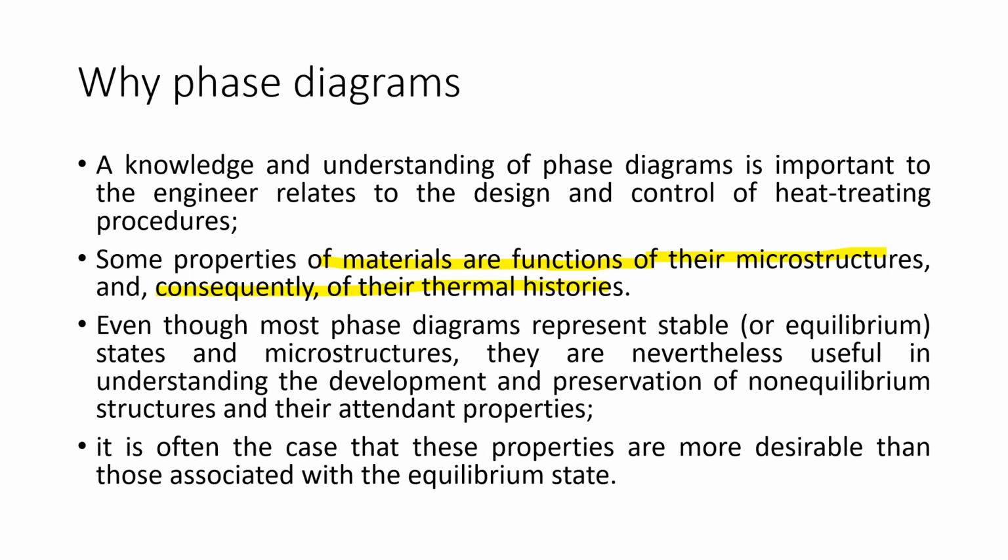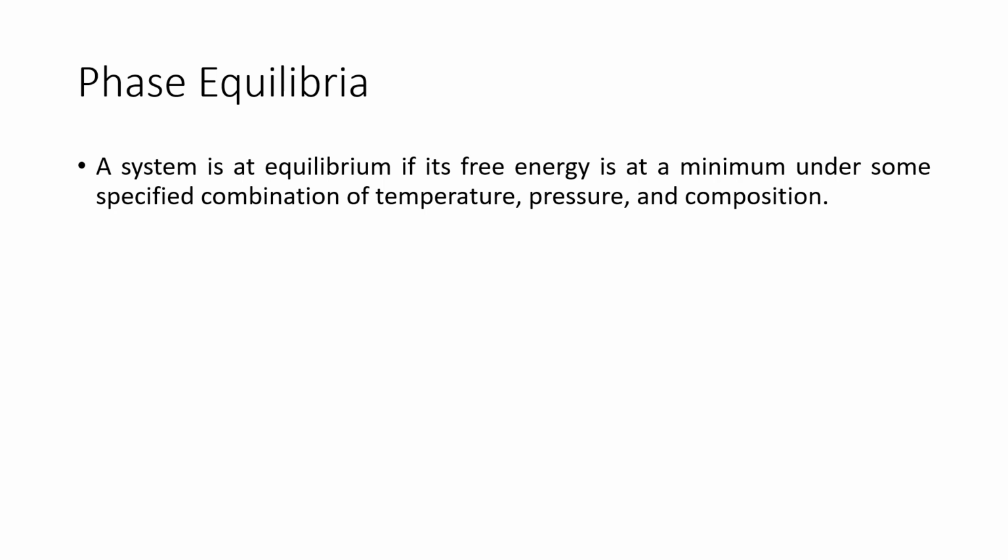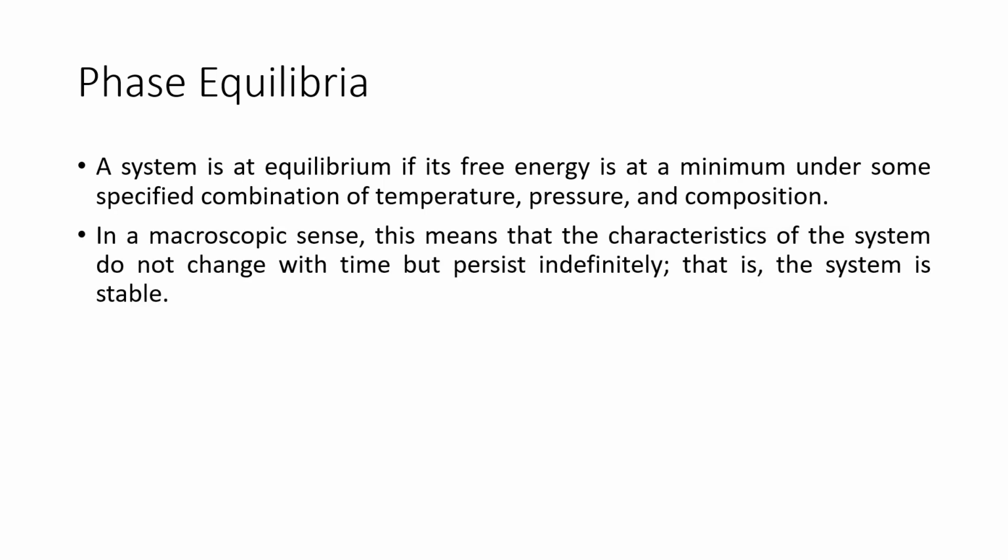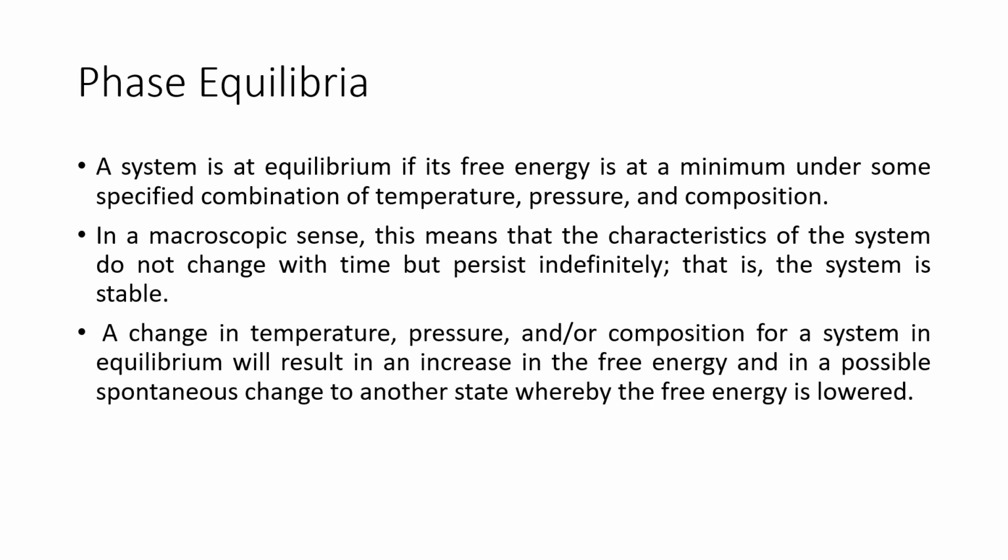What is phase equilibrium? A system is at equilibrium if its free energy is at a minimum under a specified combination of temperature, pressure, and composition. In a macroscopic sense, this means that the characteristics of a system do not change with time but persist indefinitely. That is, the system is stable.